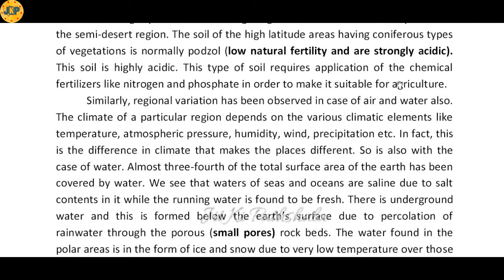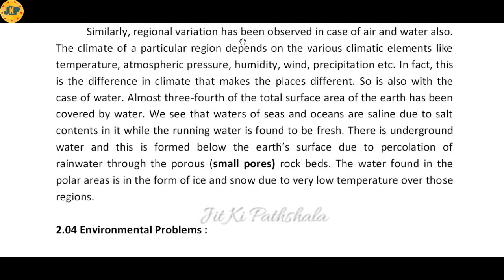This type of soil requires application of chemical fertilizer like nitrogen and phosphate in order to make it suitable for agriculture. As this soil is highly acidic, it requires different types of chemical fertilizer to make the soil suitable for agriculture. Similarly, regional variation has been observed in the case of air and water also. We can observe differentiation in air and water on a regional basis. That means if we talk about two different regions, there also we will notice some differentiation between the air and water present in these two regions.